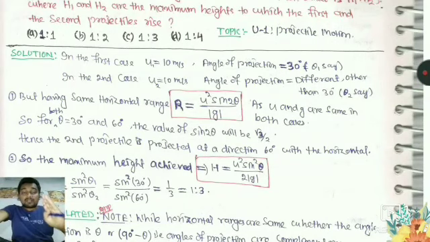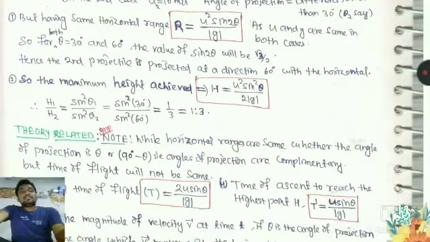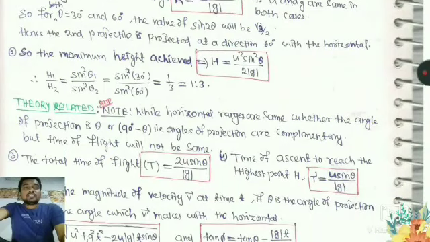So in the first case, the projectile is projected at a 30 degree angle, and in the second case, the projectile is projected at a 60 degree angle. Okay, so they will achieve the same horizontal range. So for the ratio of their maximum height, you can put in the formula and get the answer. The maximum height formula is u square sin square theta by 2g. Okay, so you can calculate it, it will be 1:3.